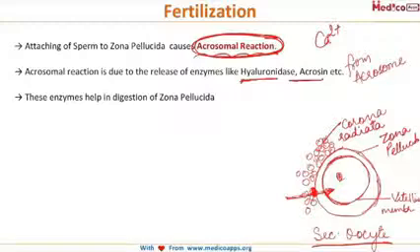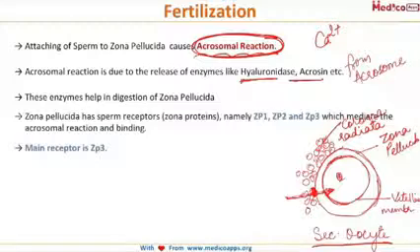Now, this binding of the sperms to the zona pellucida and the acrosomal reaction, all this is mediated by the sperm receptors present on the zona pellucida, which are also called zona proteins, named ZP1, ZP2 and ZP3. And among these, ZP3 is the main receptor mediating the acrosomal reaction.